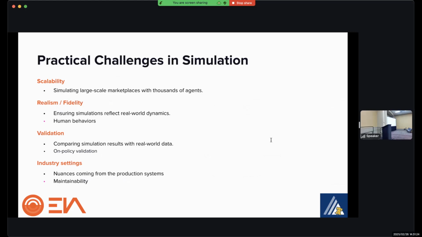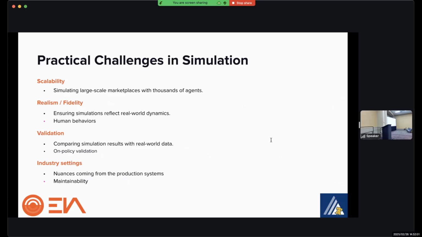Simulating marketplaces presents several practical challenges, for sure. First is, again, scalability. As large-scale platforms involve thousands of agents, that requires efficient computational resources. A high level of realism is often challenging to achieve, to ensure simulation reflects the real-world dynamics, especially when there are human behaviors involved, which is especially hard to simulate because of the high level of stochasticity involved.